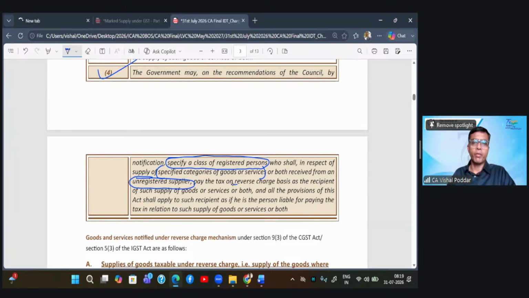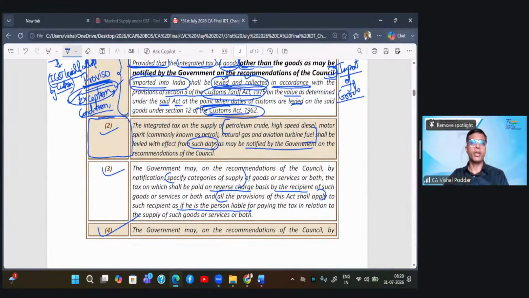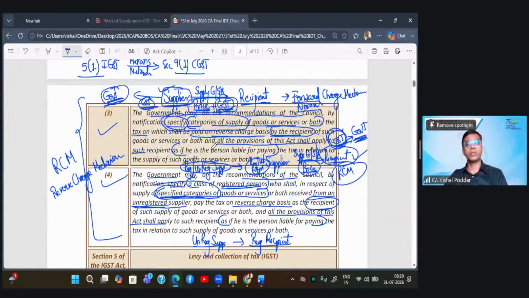Again, the tax on this is paid on reverse charge basis. That is where the recipient has to pay the tax, and how? As if the recipient is the person liable for paying the tax. All the provisions are made applicable to the recipient. So language wise, both are copy paste. There is no difference at all. The difference is only that in 9(4), supplier has to be unregistered and recipient has to be registered, and in 9(3), that requirement is not there. So in 9(3) and 9(4), the basic difference is this. As far as sections 9 and 5 are concerned, both subsections are copy paste in both the acts.